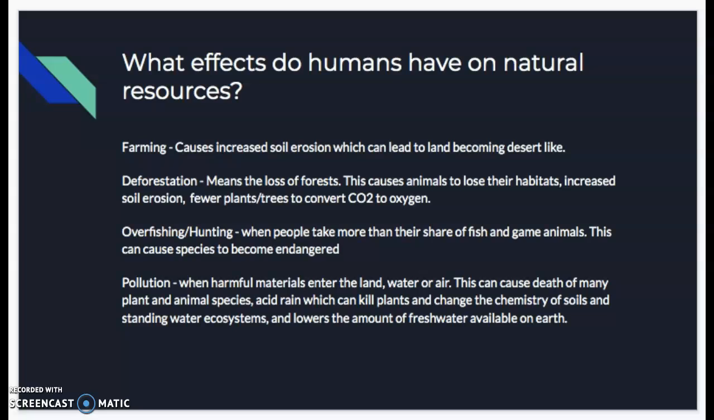Pollution also lowers the amount of fresh water available on Earth. It's a renewable resource, but it's not unlimited. So if we pollute all of our fresh water, we don't have any fresh water for us to use.